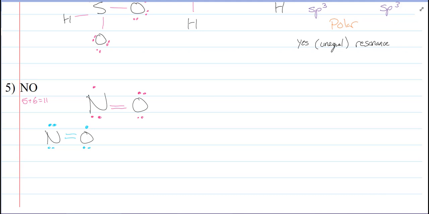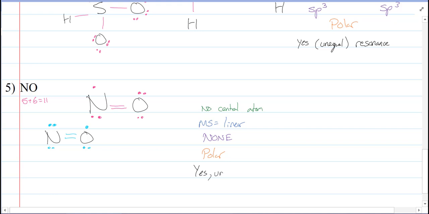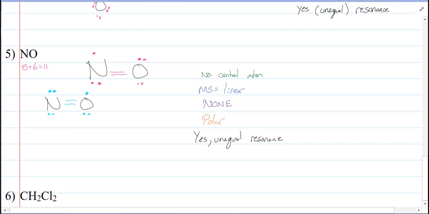So now, for the electron pair geometry, there's no central atom, so there's none. The shape, it still has a shape. Your shape is still linear. Hybridization is none, because our book says terminal atoms do not hybridize. Is this polar? Well, it's not the same atom, so yes, it's polar. And we're going to say yes to resonance. Yes, unequal resonance. So in Chem 1, most of the times, they will tell you no, but technically there's unequal resonance. We'll just distinguish that later.